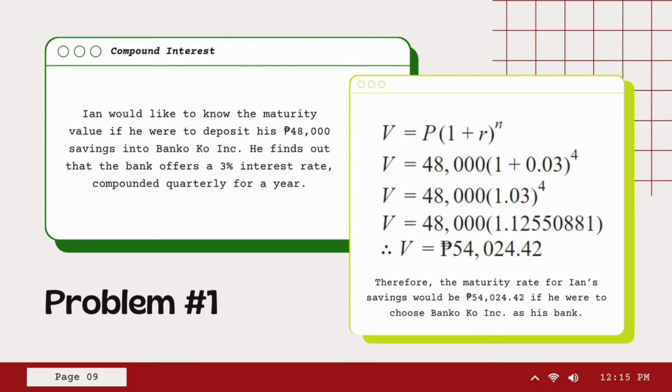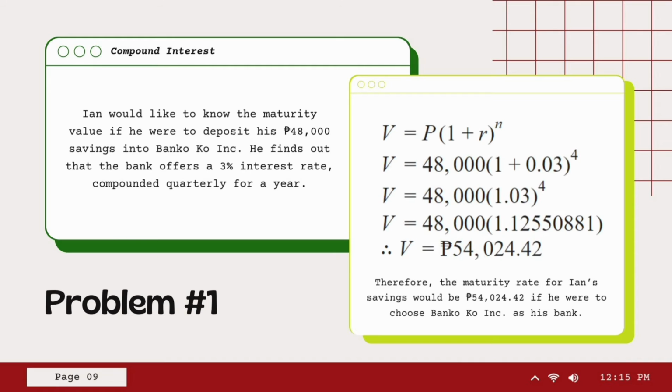Let us now solve for the maturity value. Our formula is V equals P times quantity 1 plus R to the power of N. First, we substitute the values. It becomes V equals 48,000 times quantity 1 plus 0.03 to the power of 4.